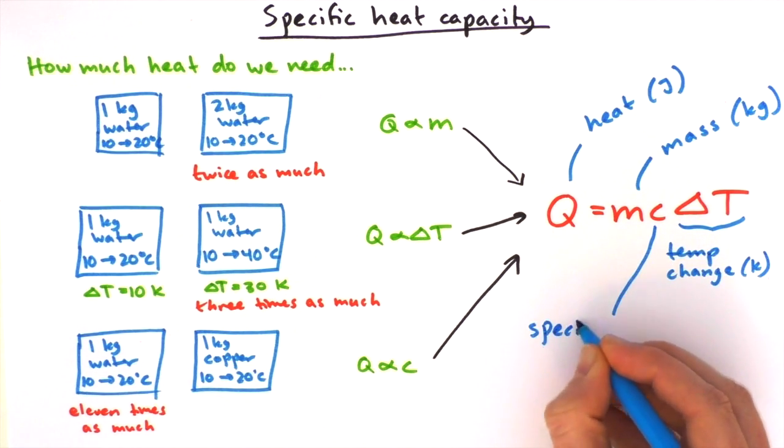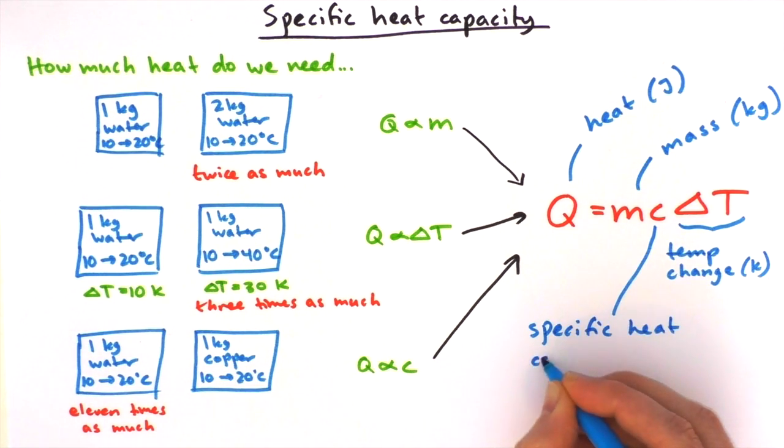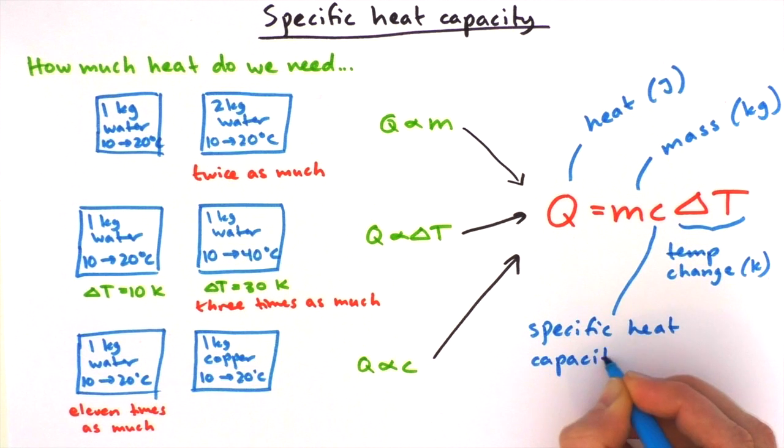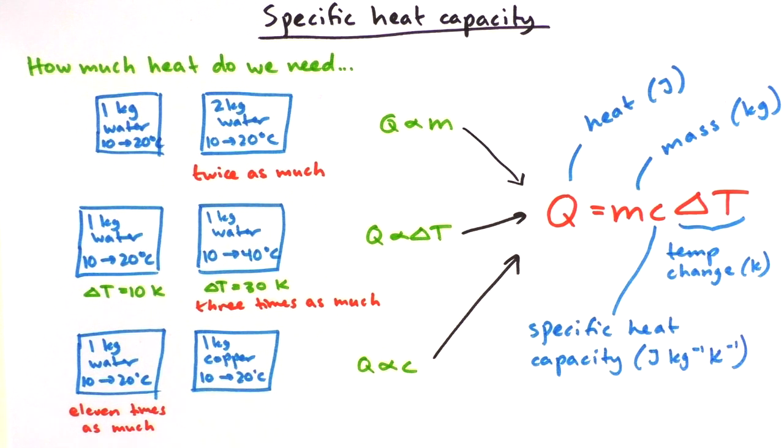And units of that you can work out by rearranging it, because we know that the units have to be the same on both sides. So the unit turns out to be joules per kilogram per Kelvin, because that way we have joules on the left-hand side of the equation, and then we have kilograms times kelvins times joules per kilogram per Kelvin, so we end up with joules on both sides of the equation.